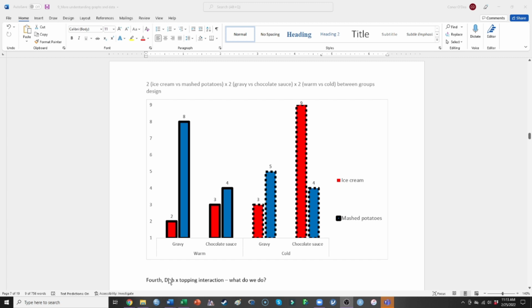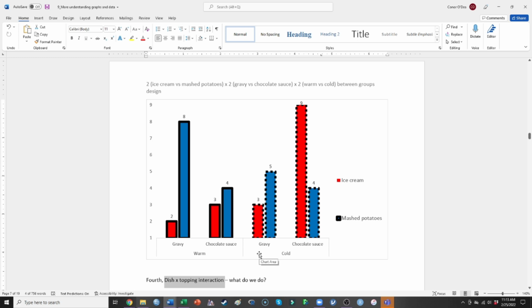So then we're going to go on to the next graph, and we're going to see this. And I'm now interested in what's called a two-way interaction. Two-way indicates that there are two variables that are contributing to this interaction. And first off, I'm interested in dish by topping. So the first thing that we need to do is collapse across the variable that is not listed here. So I do care about ice cream versus mashed potatoes. I do care about topping, which is gravy versus chocolate sauce, but I do not care about warm versus cold temperatures.